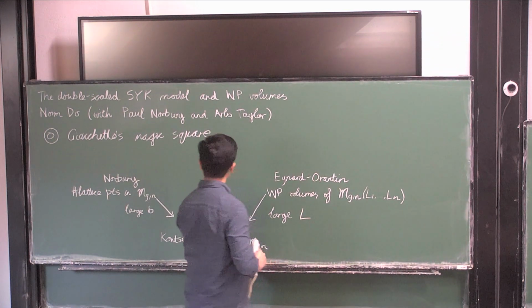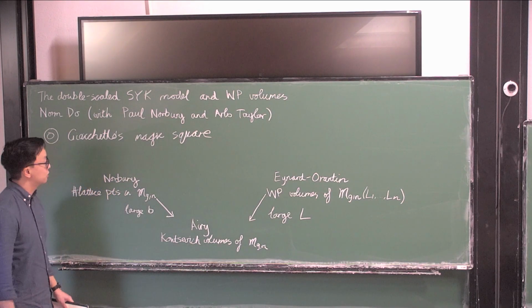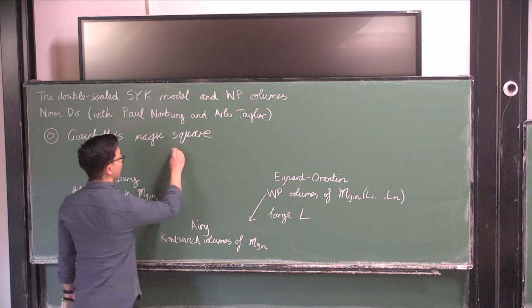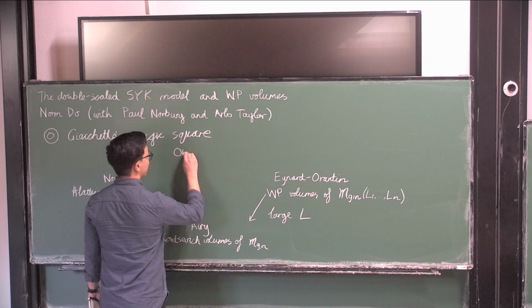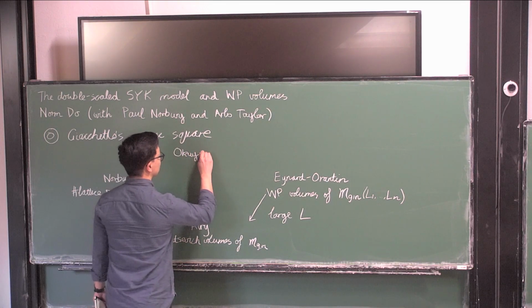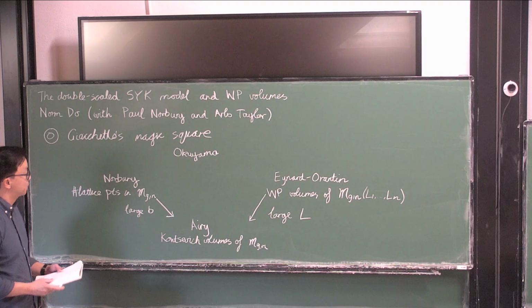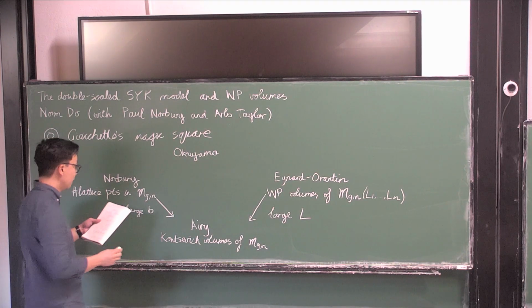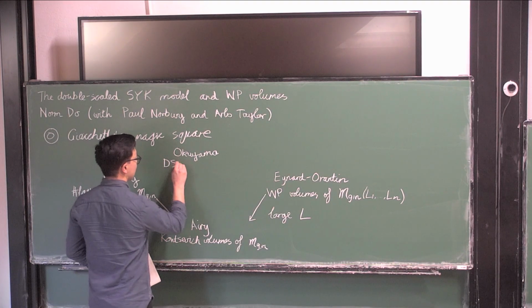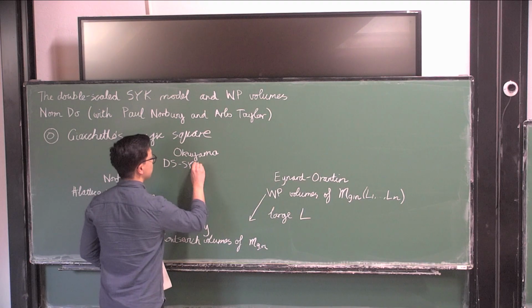Okay, but the thing that I learned about from Alessandro Giacchetto is the thing that he drew up here, which is this spectral curve written down originally by Okuyama. And this calculates for us correlators in the double-scaled SYK model.